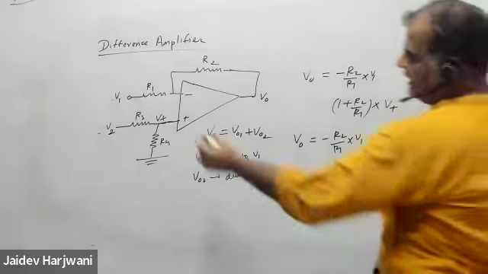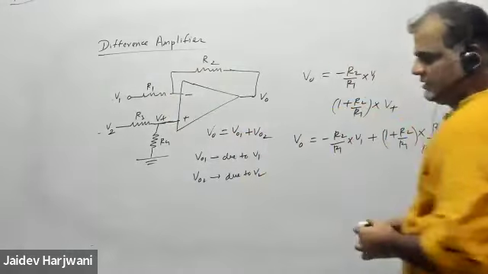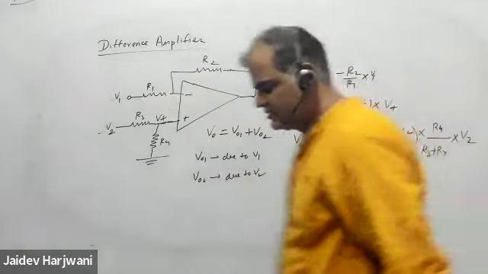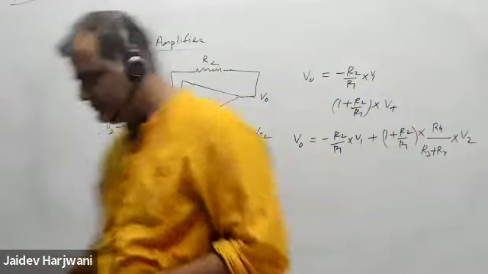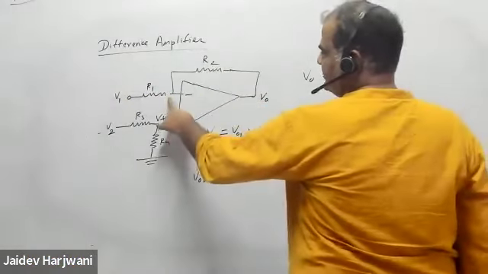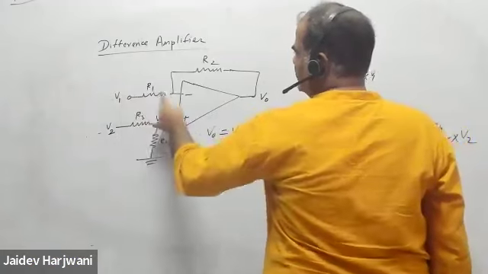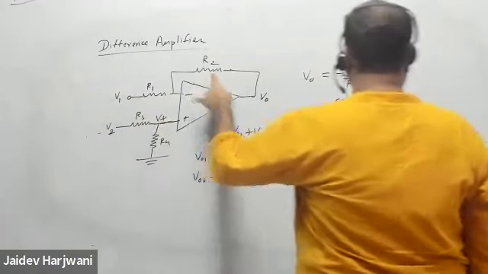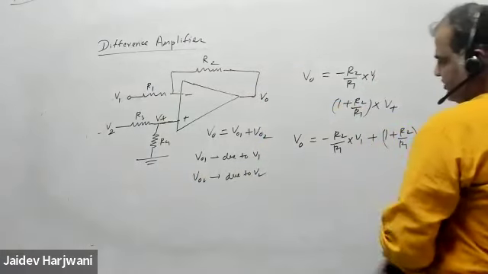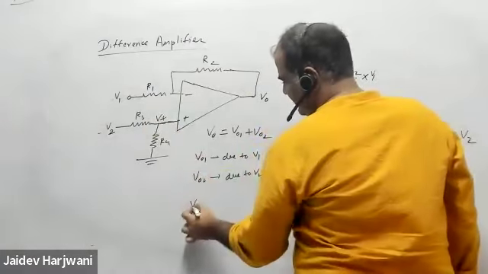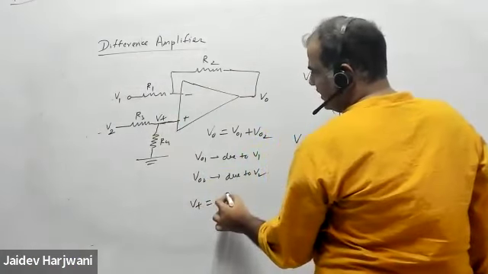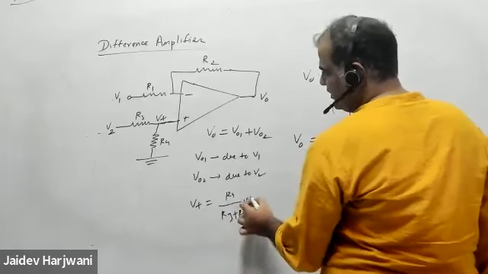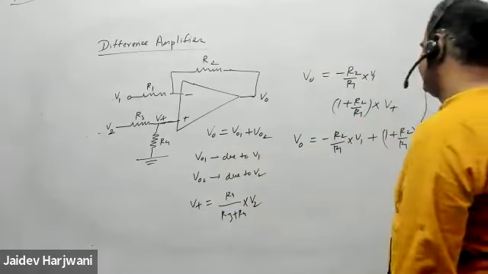Or directly you can write KCL also. Then also you can come to this formula. KCL we'll see later. This is the superposition principle. KCL means this point is here, V plus is there. So V1 minus V plus divided by R equals V plus minus V0 divided by R2, and the V plus value you can put in. What is the V plus value here? V plus value is R4 upon R3 plus R4 into V2.